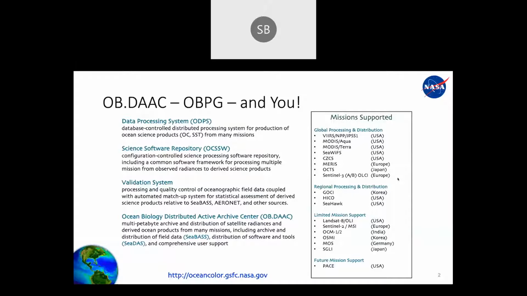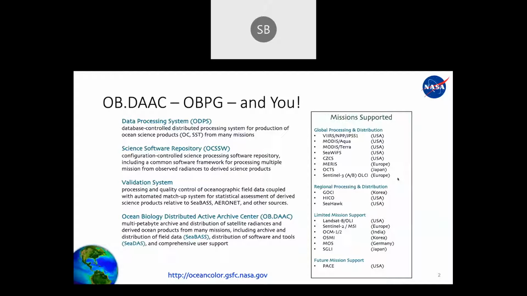The OBDAC and OBPG consist of a number of elements. One of the first and primary is that we are a data processing system. We have a database-controlled distributed processing system for the production of ocean science products, ocean color and SST, from a number of missions.